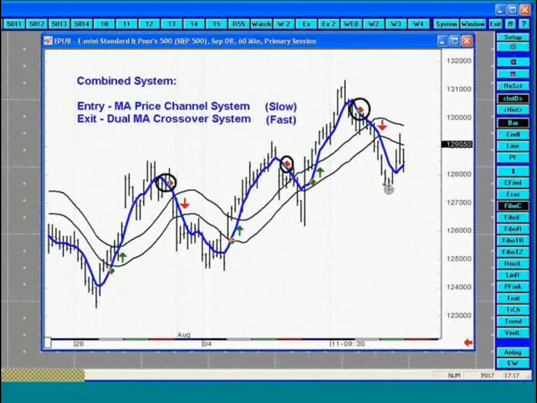The purpose of this is to give you a slow entry, as I've identified up here, by utilizing the moving average price channel system. That gives you a slow entry, but a quick exit. So this is one way you may want to explore. And let me just pull up a few charts to show you this methodology.